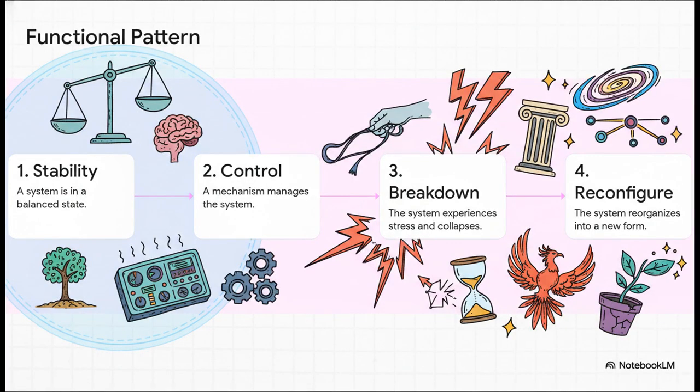And here it is. This is the universal pattern. Think about it for a second. Pretty much any system you can imagine follows these 4 stages. It starts with stability, right? A balanced state. That balance is managed by some kind of control interface. But then stress inevitably comes along, and that leads to a breakdown. And finally, out of that collapse, you get a reconfiguration into a new, totally different kind of stability. Stability, control, breakdown, rebuild. It's the life cycle of, well, everything.